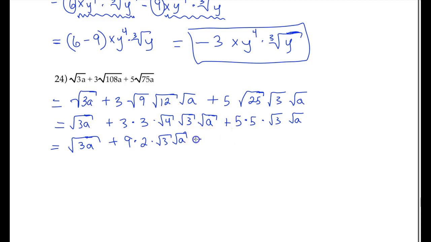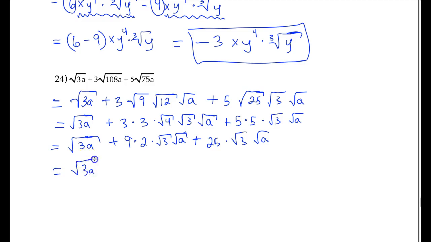And 5 times 5 is 25 times square root of 3 times square root of a. All right, so now we have square root of 3a plus 9 times 2 is 18. And here, since the 3 and the a do not have anything else to pair up with to get more out of the house, we just multiply it and keep it in the house. And same thing here with the last term. The 3 and the a's here don't have much left to pair up with, so we keep it all in the house.